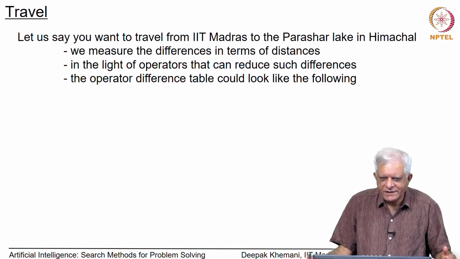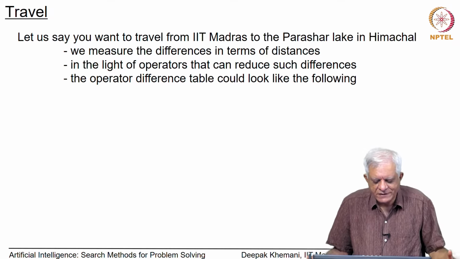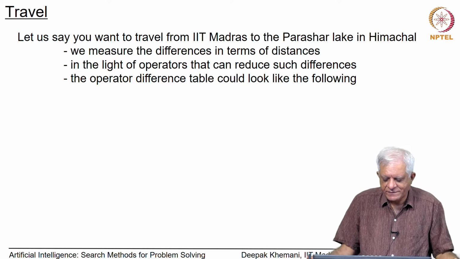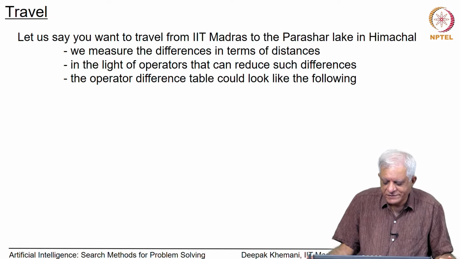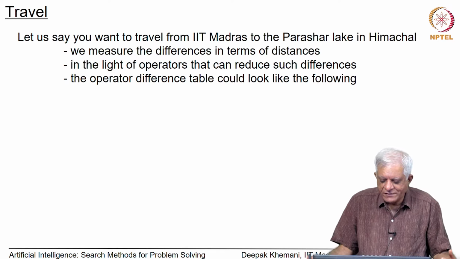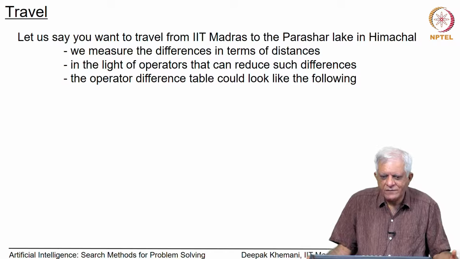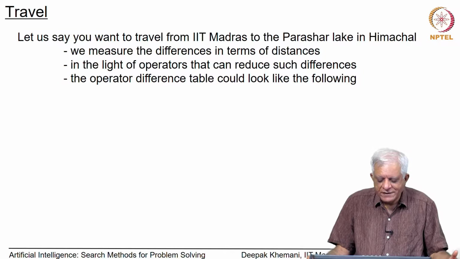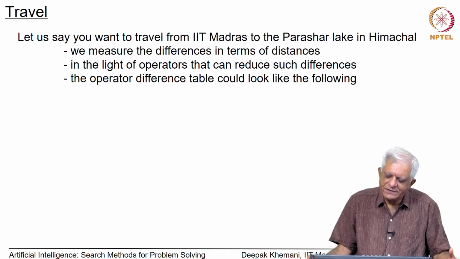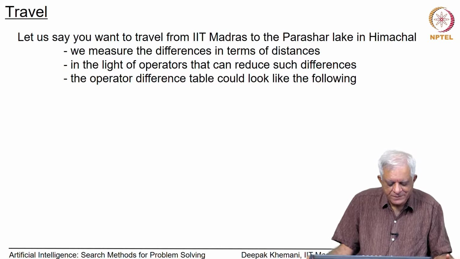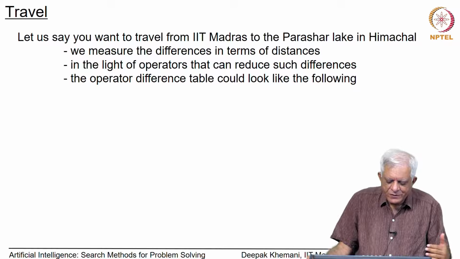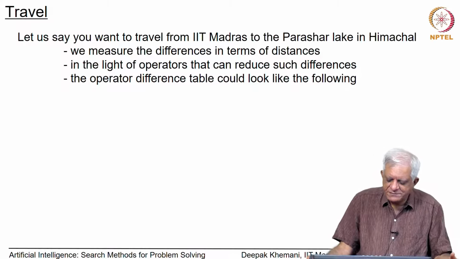So, here you are sitting in IIT Madras in the south of the country, and Parashar Lake is somewhere in the north, which is in Himachal. And what are the largest differences? Clearly, the largest difference is that somehow you have to go from south to north essentially, and then you worry about the finer details of whether you will go by taxi or whether you will take a bus and so on. So, the strategy is that reduce the largest differences first.